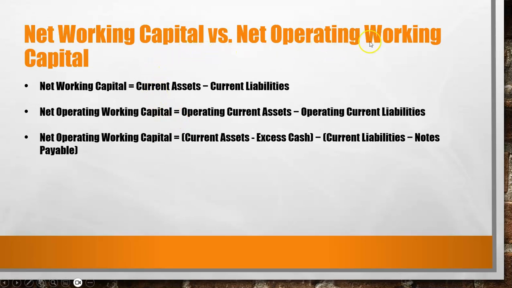Net working capital versus net operating working capital. Net working capital is current assets minus current liabilities. Net operating working capital is operating current assets minus operating current liabilities. So just to break that out a little bit further, you can see it's current assets minus excess cash minus current liabilities minus notes payable.